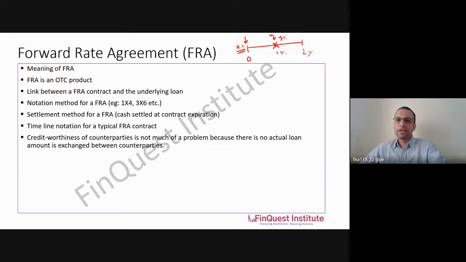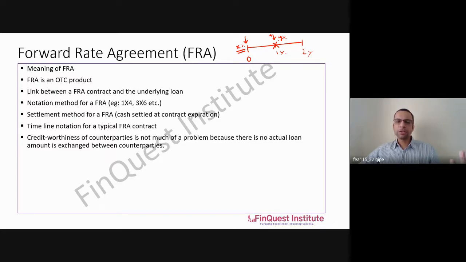which is the realized rate, because now Y% is the actual rate prevailing at the 1 year time point, right? Because I'm standing here. So now I don't have to estimate anymore. I have the actual rate which the market is quoting. So then I can compare X% versus Y% and see whether my estimate was wrong or right. And based on that, my overall payoff on this FRA contract will change.